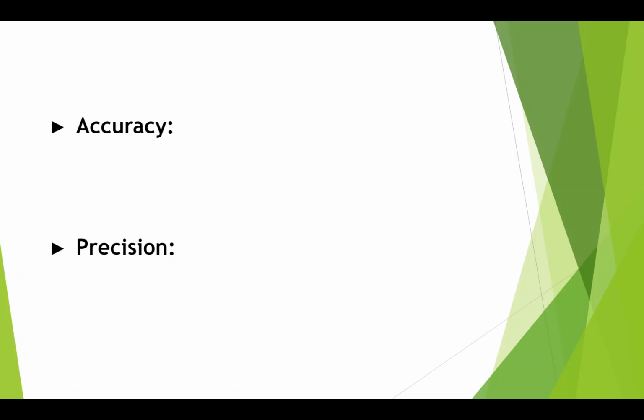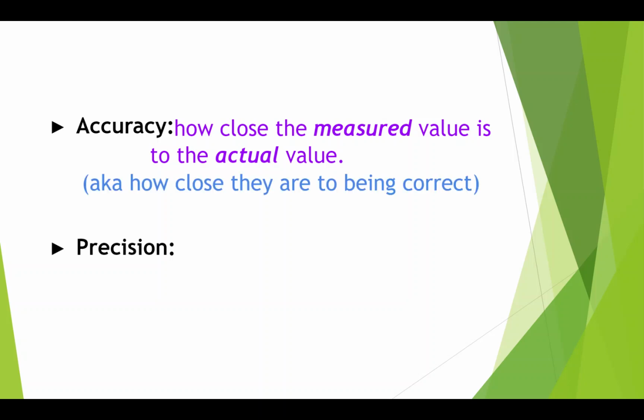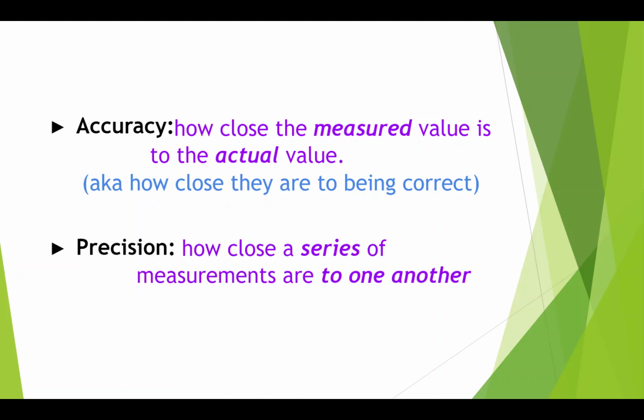What is accuracy and precision? Sometimes they're used interchangeably, but they're not the same. Accuracy is how close the measured value is to the actual value. So, how close your attempt is to being correct or perfect. Precision, on the other hand, is how close a series of measurements or attempts are to one another. So, this doesn't necessarily mean being correct. This is just how repeatable your shots or your attempts are.